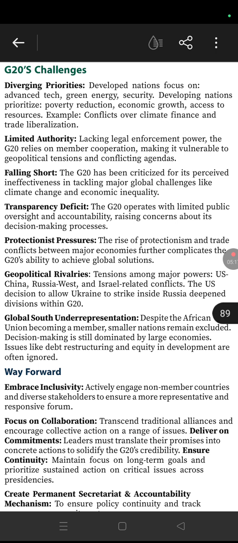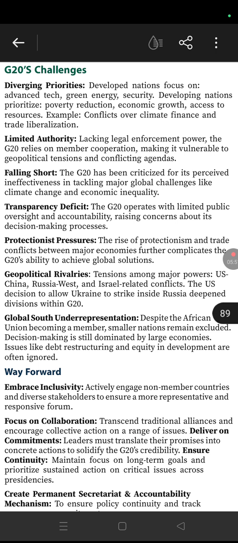Now we understood about the role of G20. There are some G20 challenges, like priorities are diverse because it highlights the gap between developed nations and developing nations. Developed nations always focus on advanced technology, green energy, but developing nations' main agenda remains poverty reduction, economic growth. This is the conflict arising in G20. Then there is limited authority.